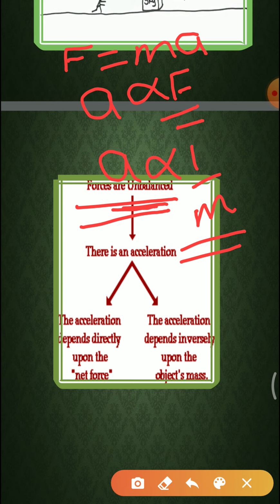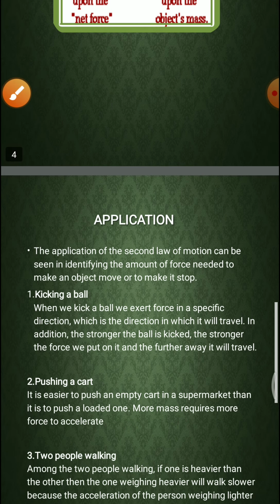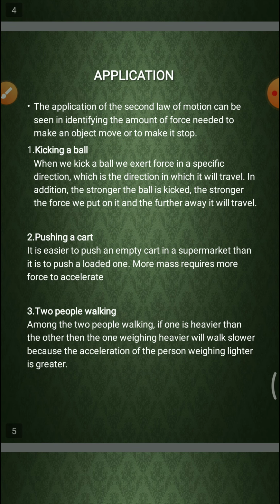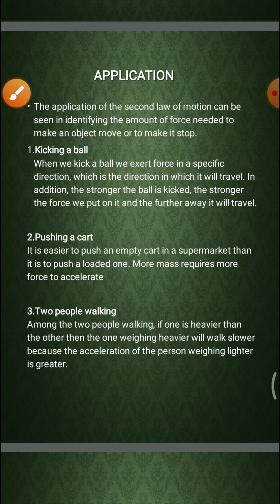Now let us see other examples of it. Other examples of the second law are kicking a ball, pushing a cart, and two people walking. Among the people walking, the one weighing heavier will walk slower because the acceleration of the person weighing lighter is greater.